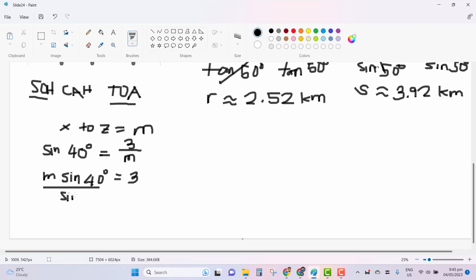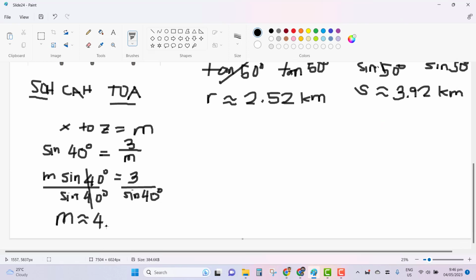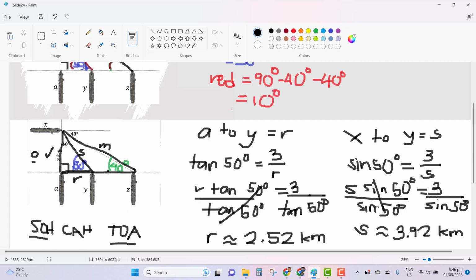Divide by sine 40 degrees to cancel this out. So M is approximately the result of this expression. You will have 3 divided by sine 40 degrees. That is approximately 4.67 kilometers. Okay? You just need to really work on your SOH-CAH-TOA and the proper nomenclature here.